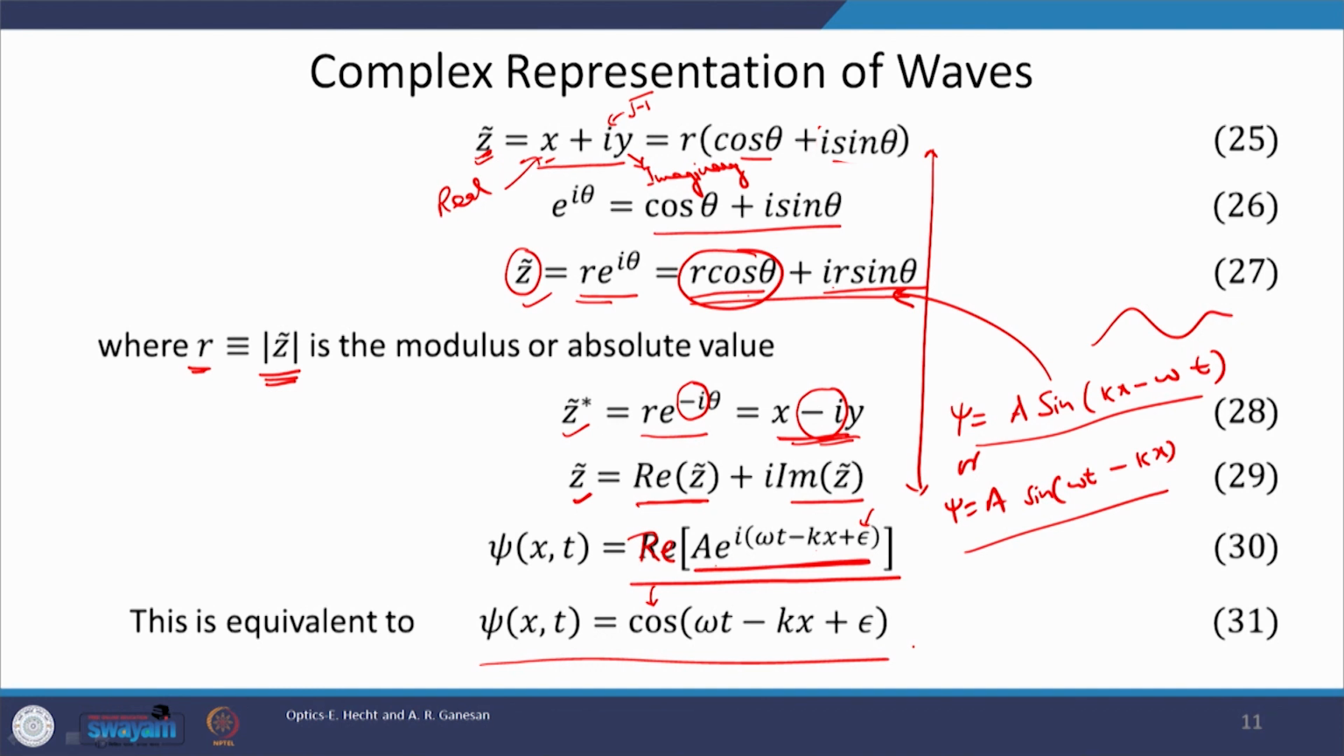Now, this is all for today. In the next class we will move further in module 1, and we will learn about ray theory and then the Fermat principle.